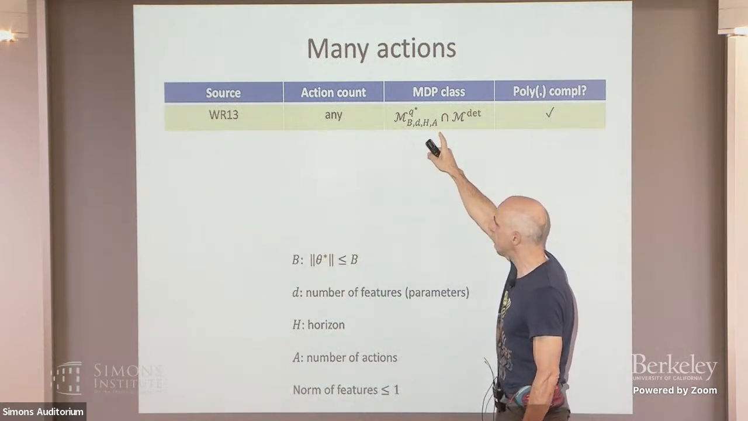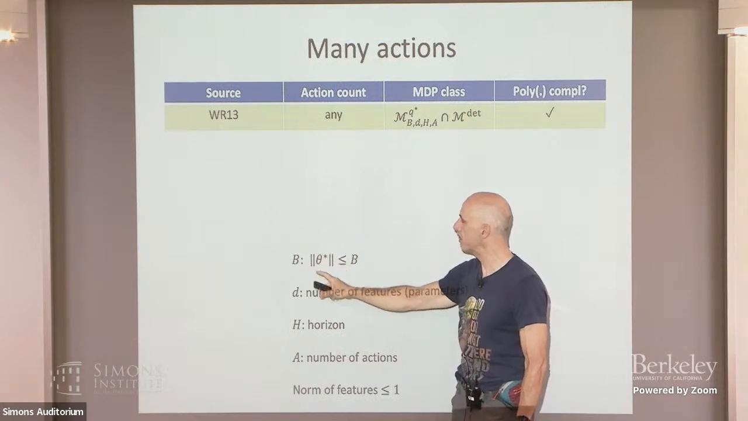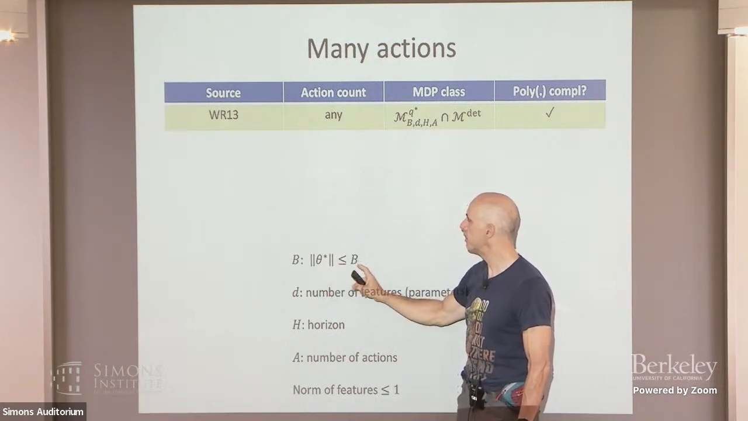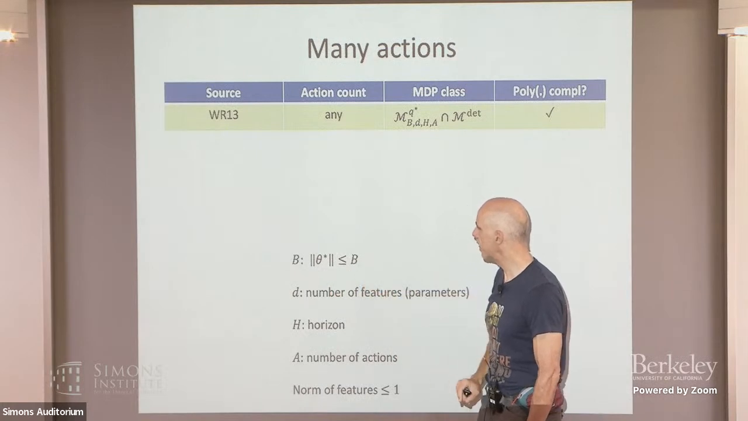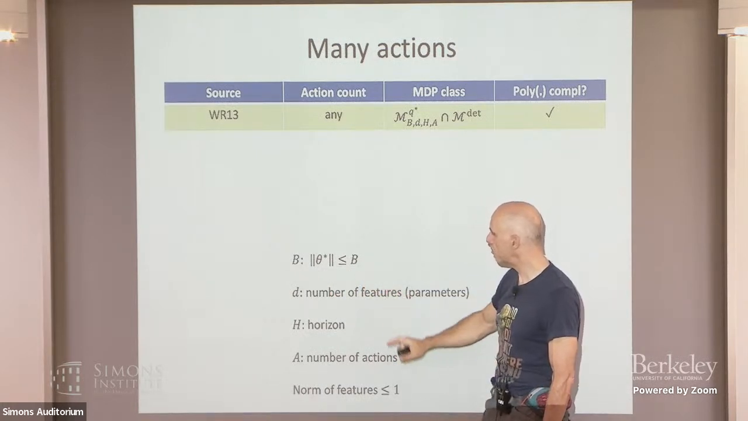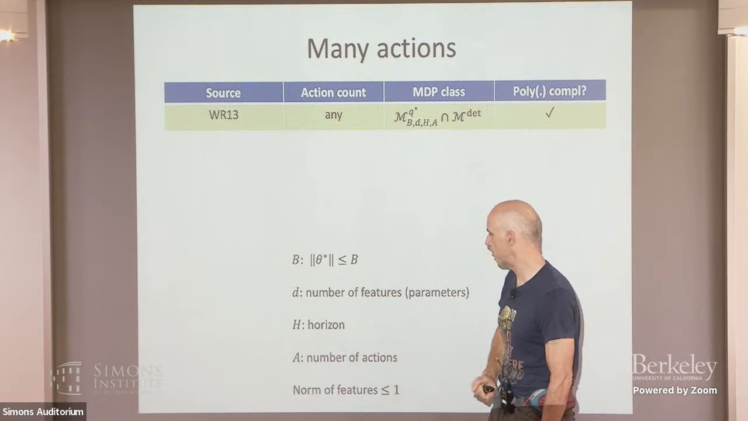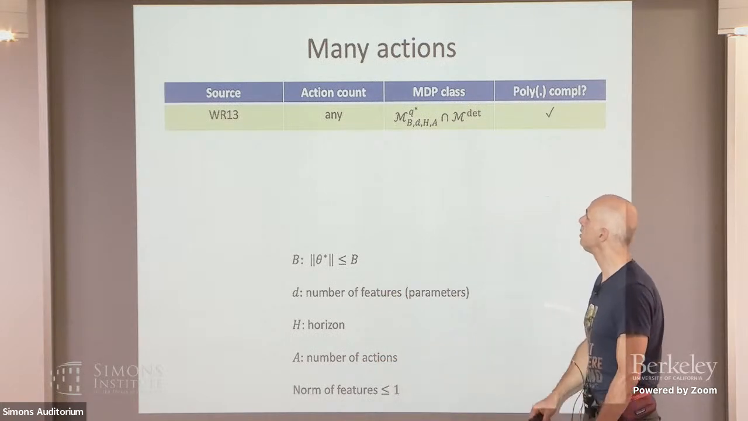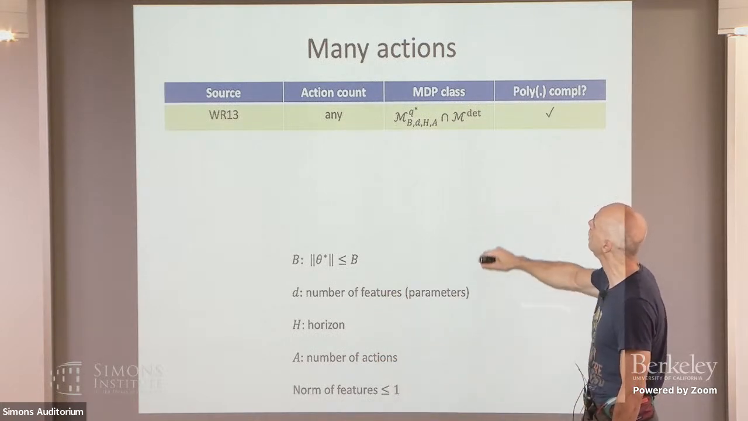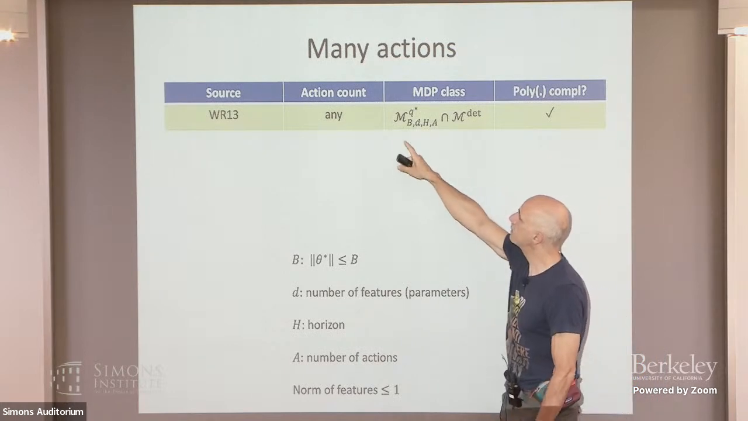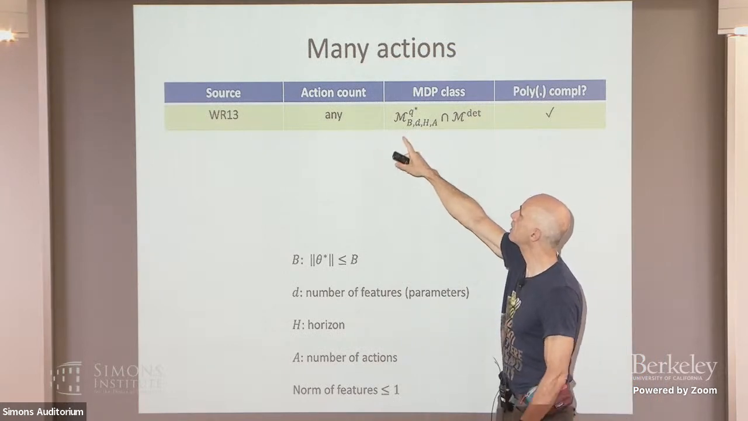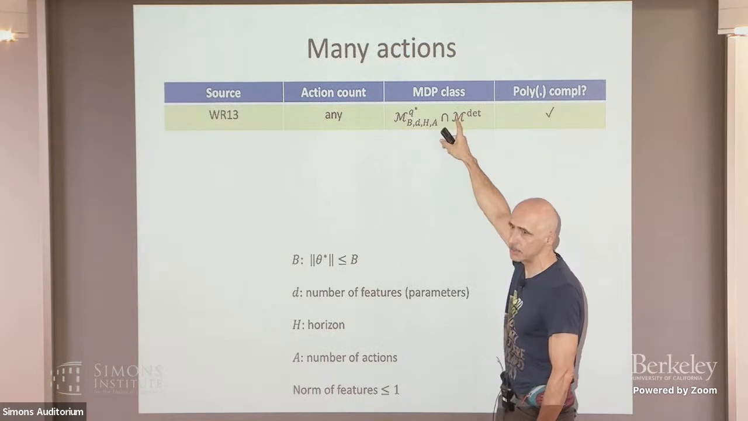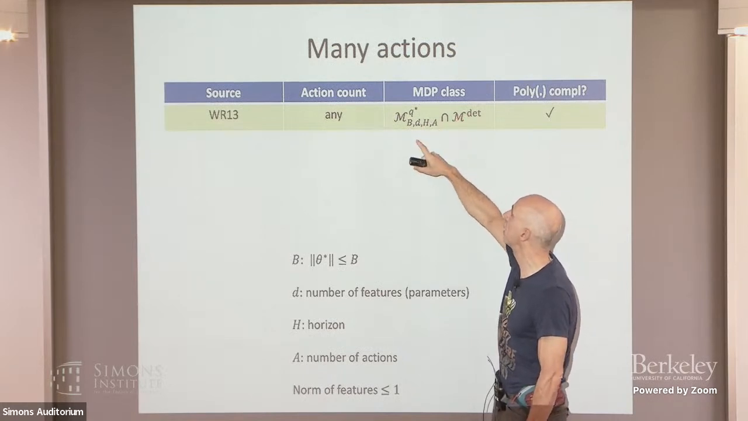Just to explain the notation, the optimal parameter vector lies in this ball of radius b. D is the number of features, h is the horizon, e is the number of actions, and the features are assumed to be bounded by 1. In the tables, we're going to have the source, how many actions we have, and what the MDP class is. Let me explain this notation.